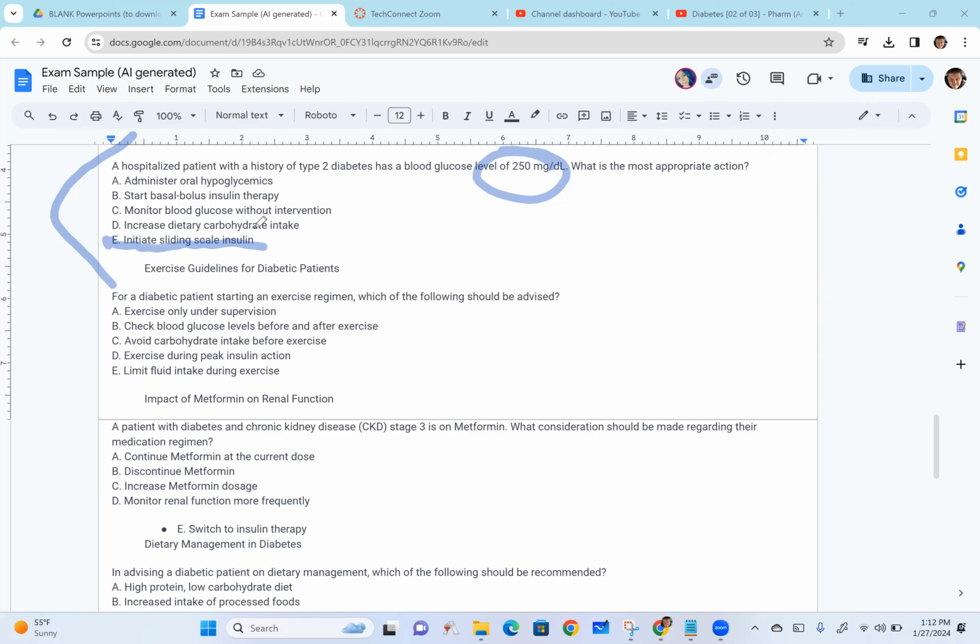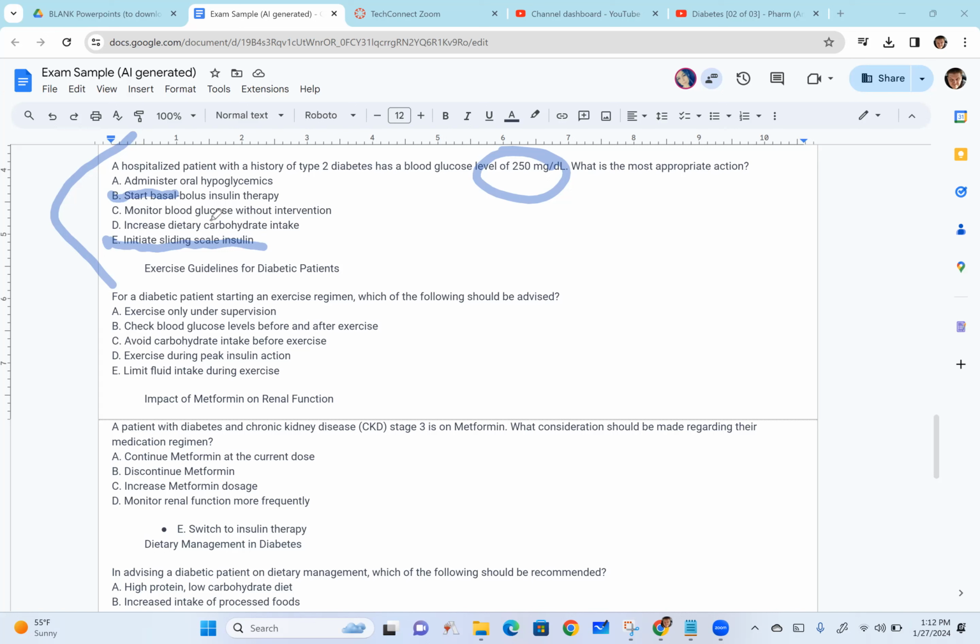Increase dietary intake. Probably not right now. They still need calories to fight their acute infection, but we probably want to control their sugar as well. Basal bolus insulin therapy. What is basal insulin? So basal insulin is your long-acting insulin, right? It brings down your sugar by like 5% or 10% or 20% based on how much they give them.